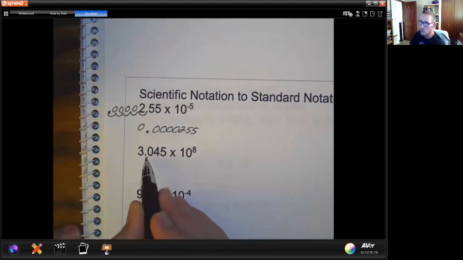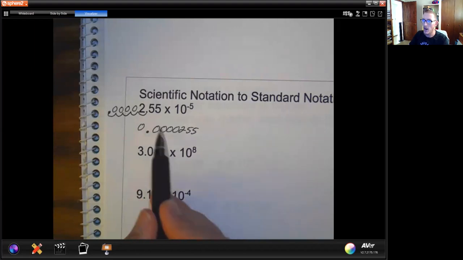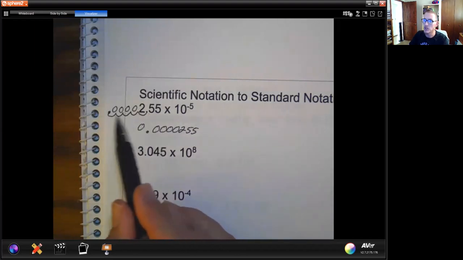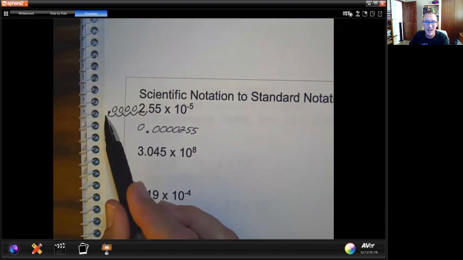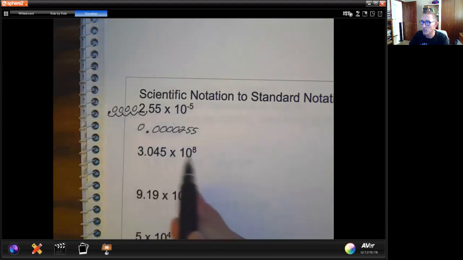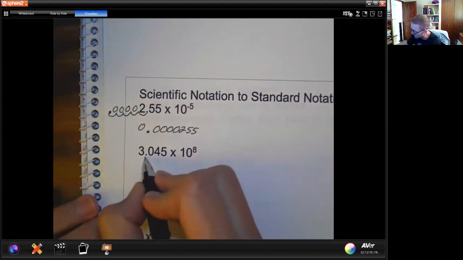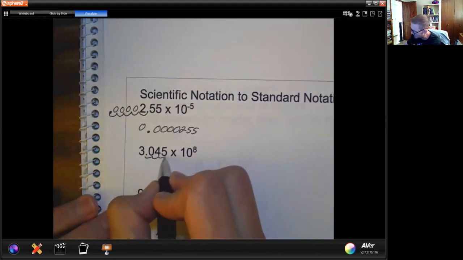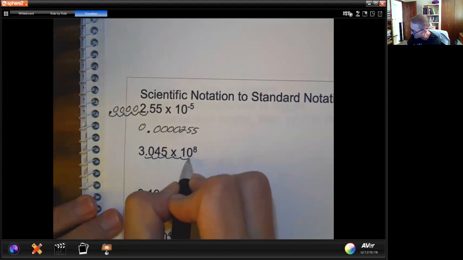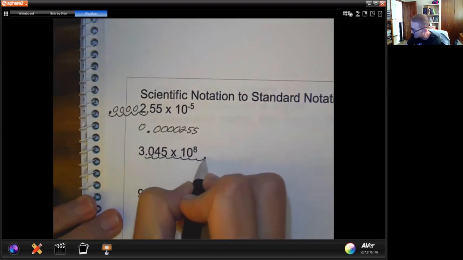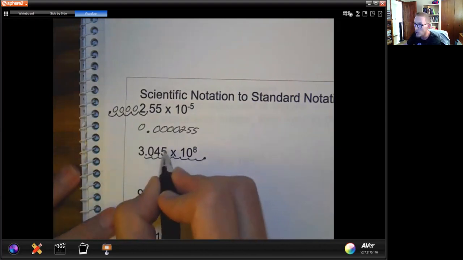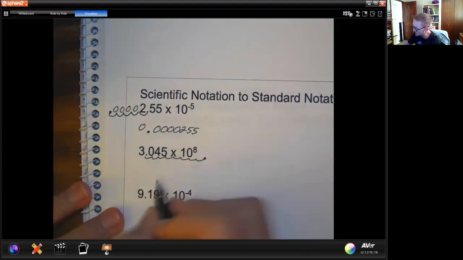Well, which way will I move this decimal to make it a big, giant number? Well, up here, I moved it to put zeros in front because that makes a tiny little decimal. With a big, giant number, I need to put the zeros at the end. So this one is going to move 1, 2, 3, 4, 5, 6, 7, 8 times. Well, what am I going to do with all of these loops? I'm going to fill them with zeros.